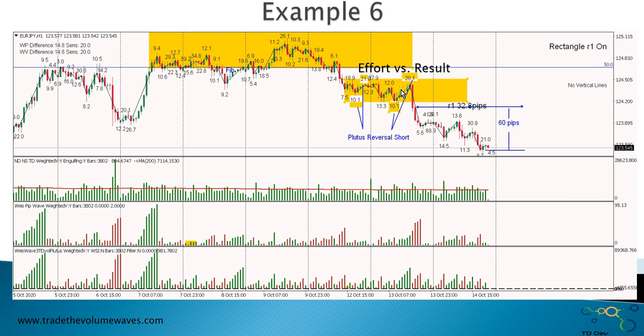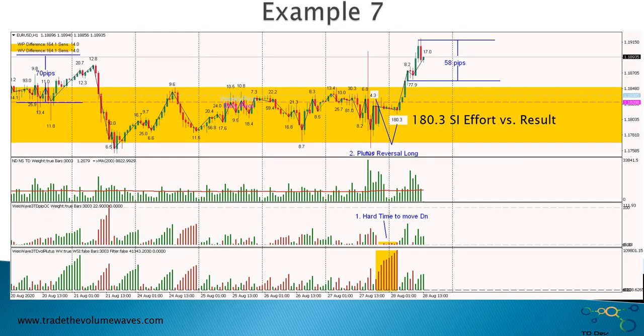So this range with the speed index at the top and this pattern just before the exit, this is effort versus result. Price had a hard time to move up. So what do we do? We break, we go short. 60 pips down to here. Okay, this is a recent example. This is 2 days back, still running.